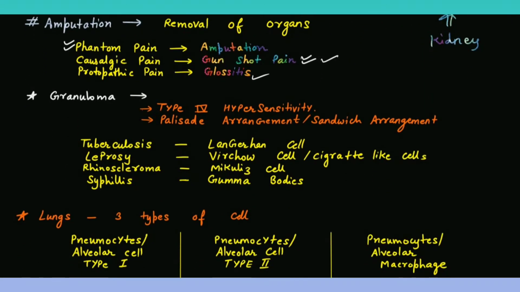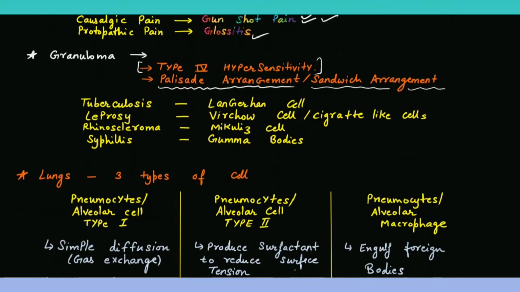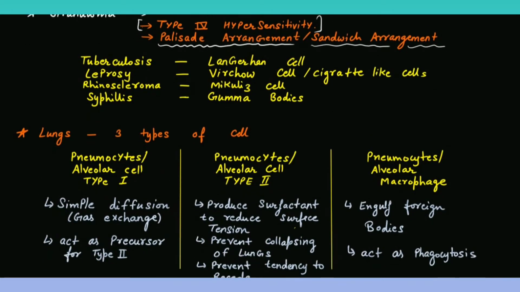Next question about granuloma. I already told you, granuloma is which hypersensitivity? Type 4 hypersensitivity. Remember the characteristic feature of granuloma: they have the palisade arrangement, or we can say sandwich arrangement. So which arrangement is seen in granuloma? Palisade arrangement or the sandwich arrangement. Then there are some granulomatous cells. So what is a granuloma?